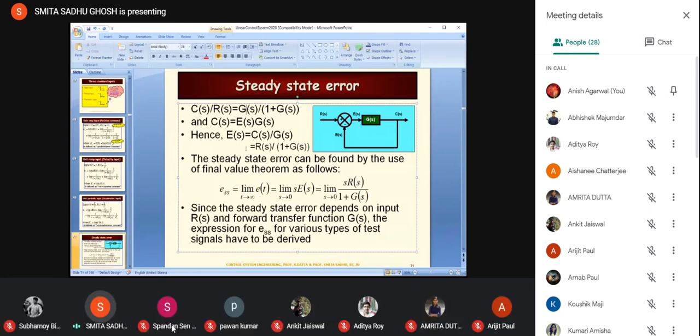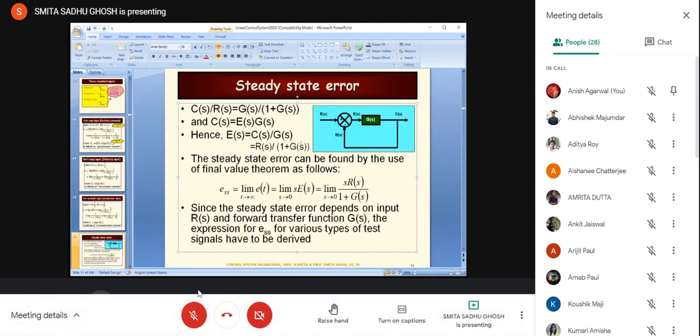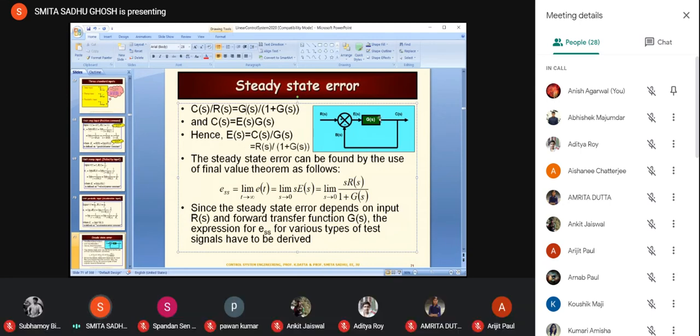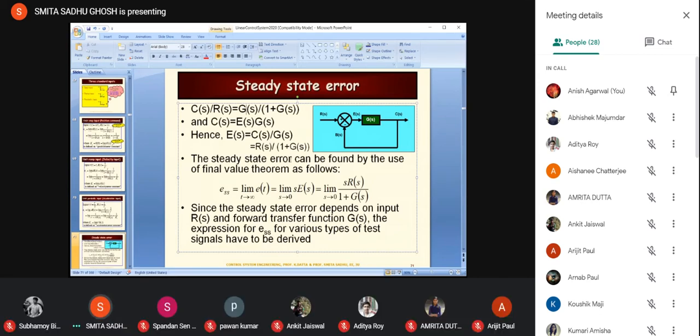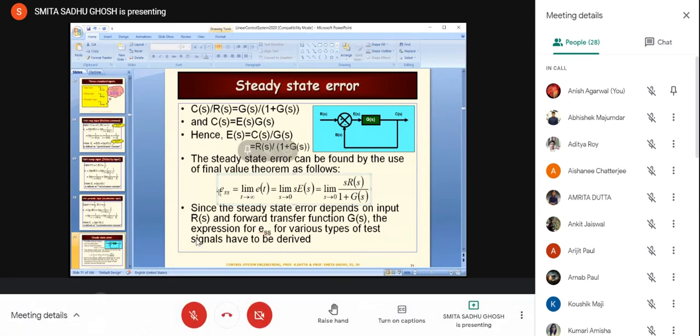ES by RS is the error transfer function and is given by 1 by 1 plus GS. It can be derived from this directly. That also you would be knowing. Now, the steady state error is defined as the error as time tends to infinity. ESS is the notation used for steady state error and is defined as the limit of ET as t tends to infinity, ET being the error as a function of time. As t tends to infinity, the error would reach the steady state value denoted by E suffix SS.